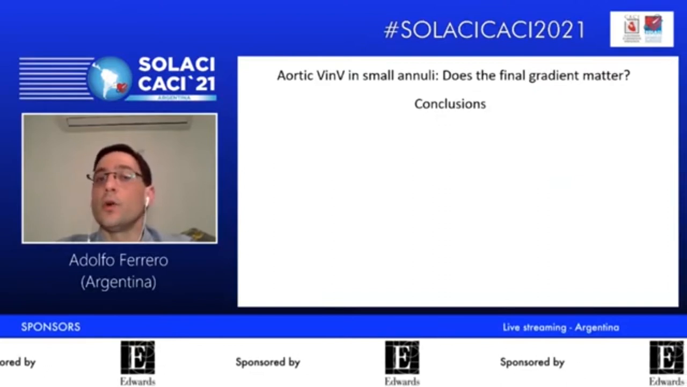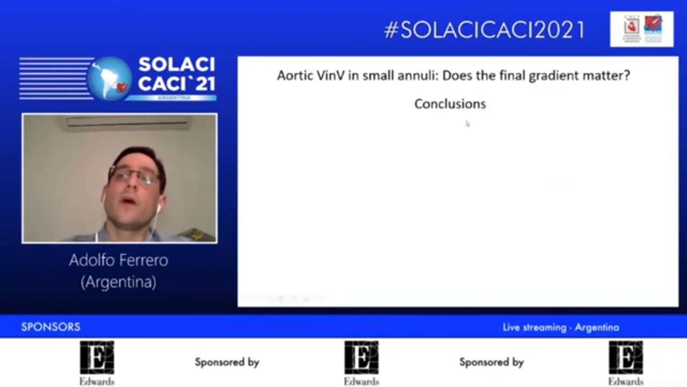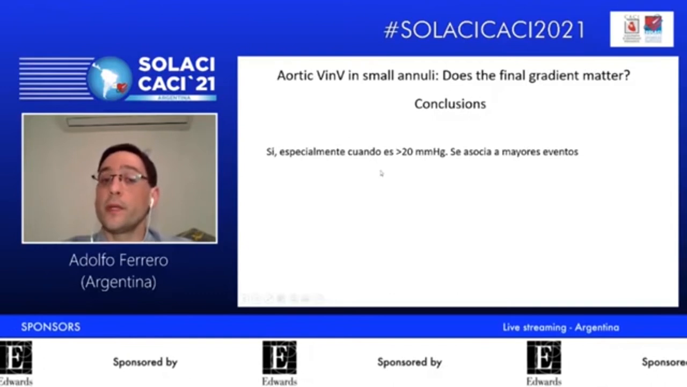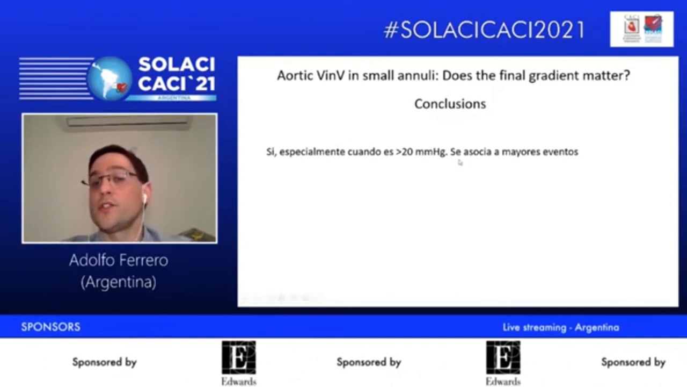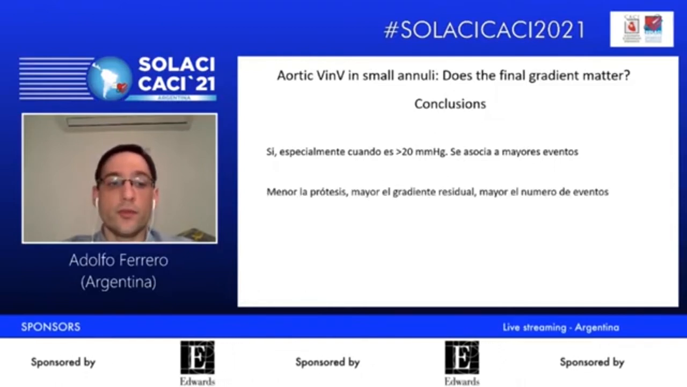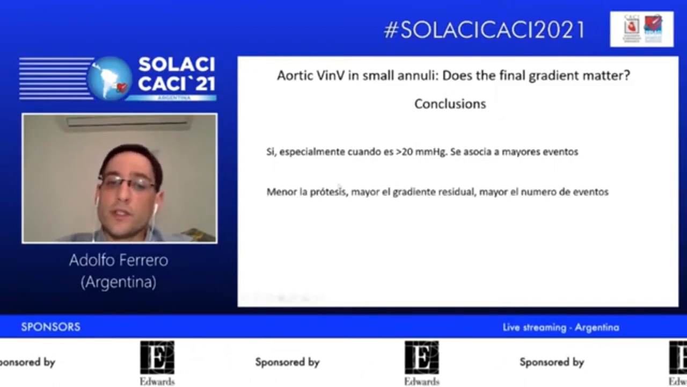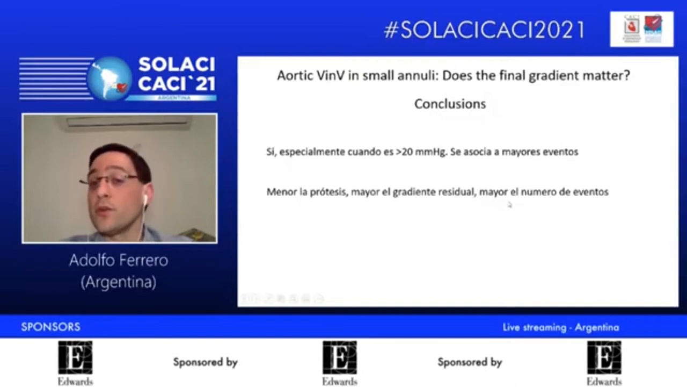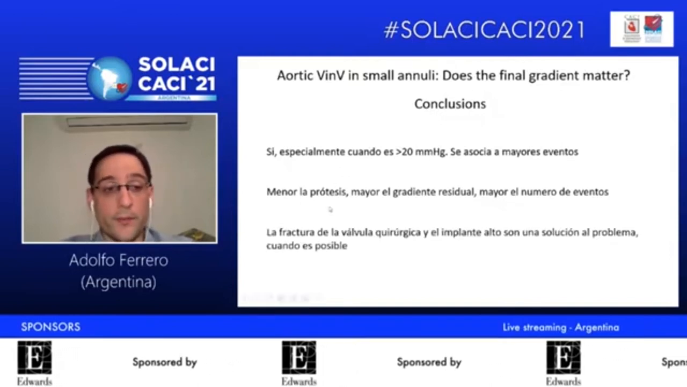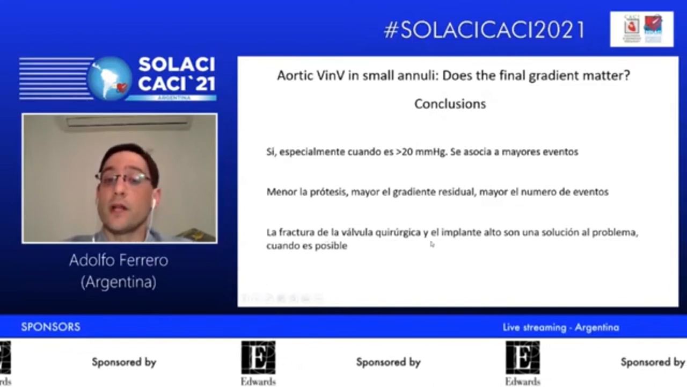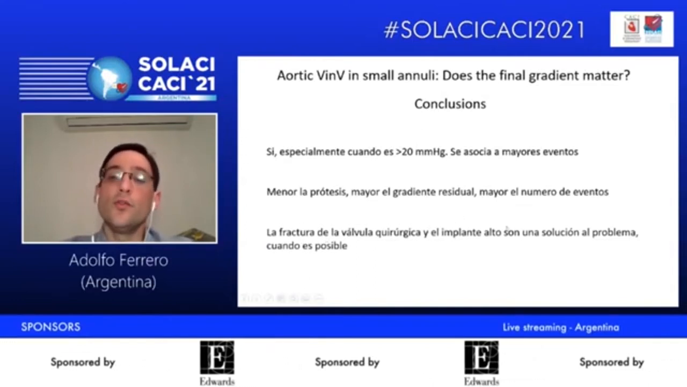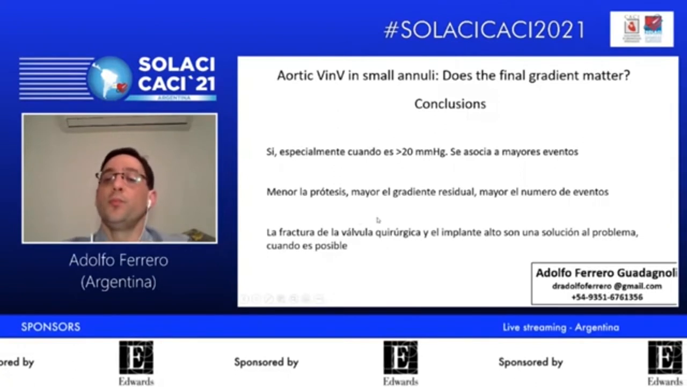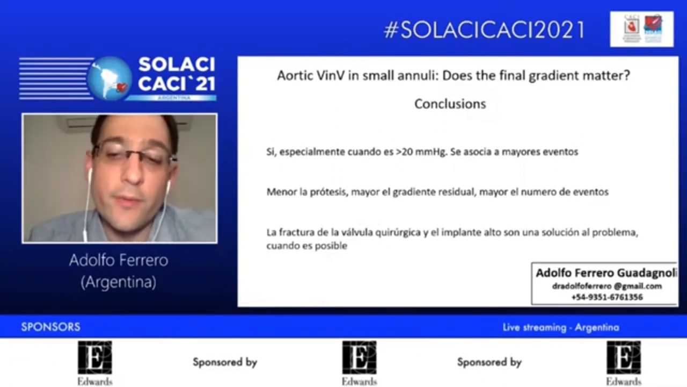So in my conclusion, aortic valve replacement in a small annulus, does the final gradient matter? Well, yes, especially if you get a gradient up to 20 millimeters of mercury, and it is associated with a greater number of events, of course. The smaller the prosthesis, the greater the residual gradient you gain, the greater the number of events the patient gets. And the fracture of the surgical valve and a higher implant could be a solution to the problem, especially when the valve fracturing is possible.